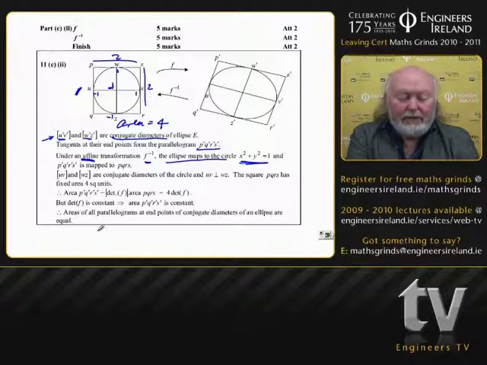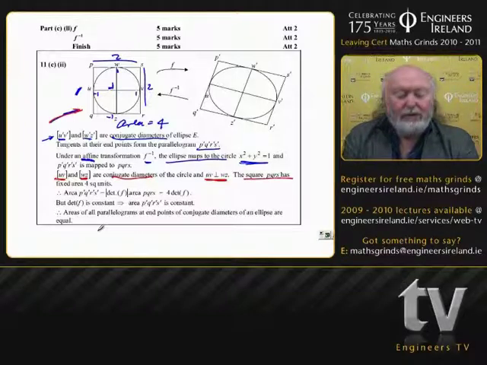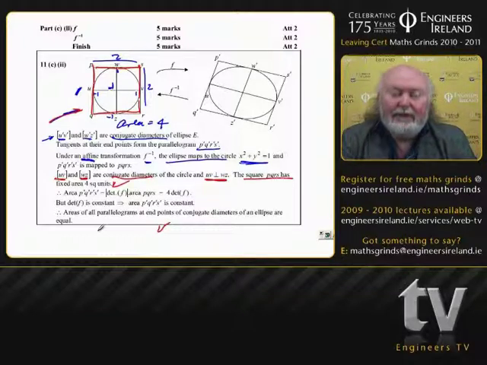Well, in the circle world, we know that UV and WZ are conjugate diameters of the circle. So they're perpendicular to each other. That then gives us a square PQRS, which is what we've just discussed. And its area is 4. Very straightforward reasoning.